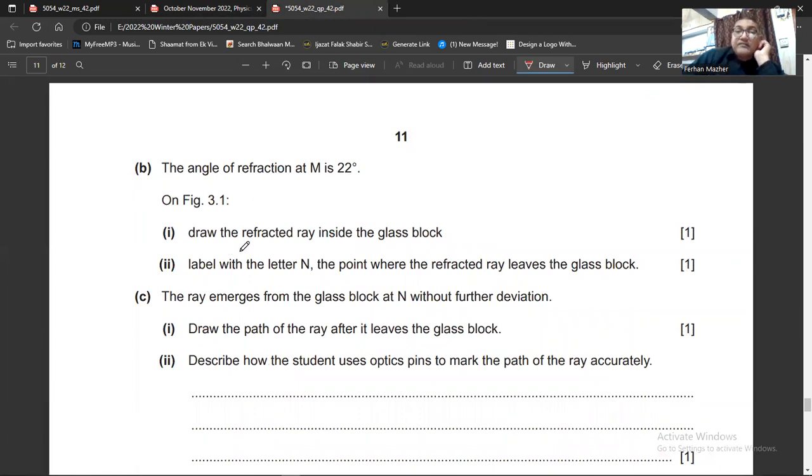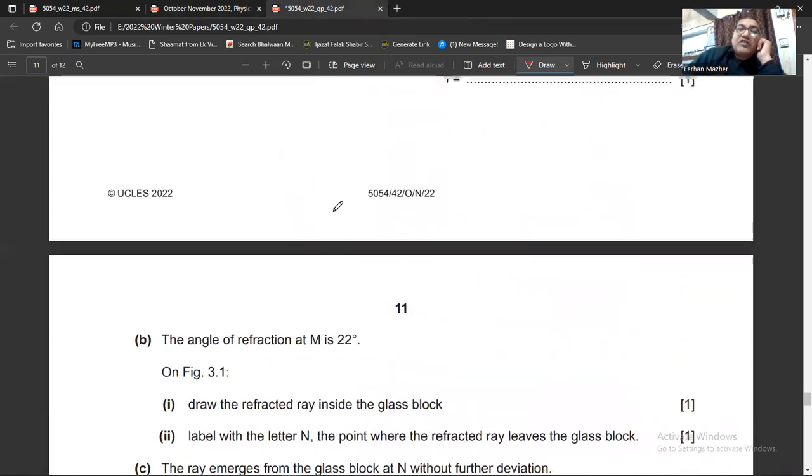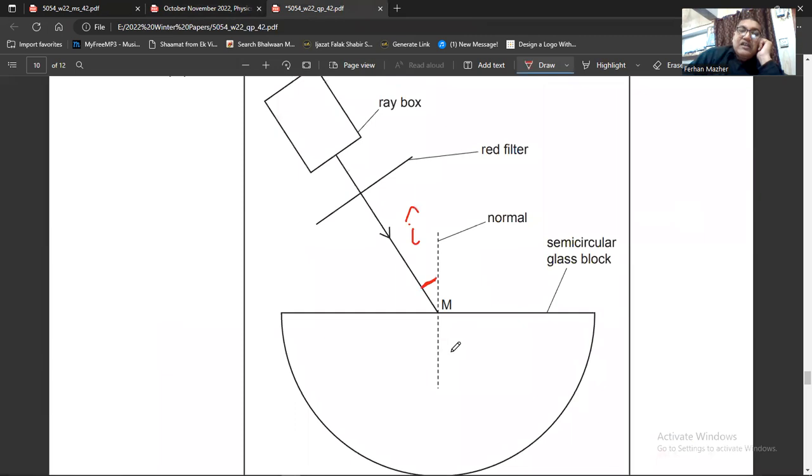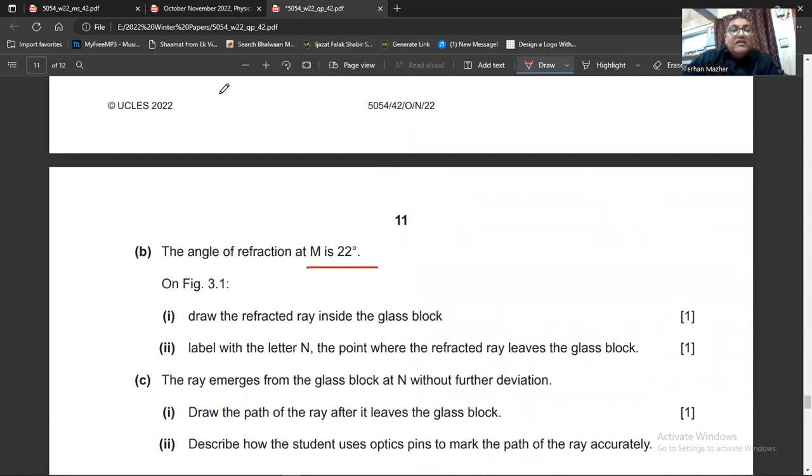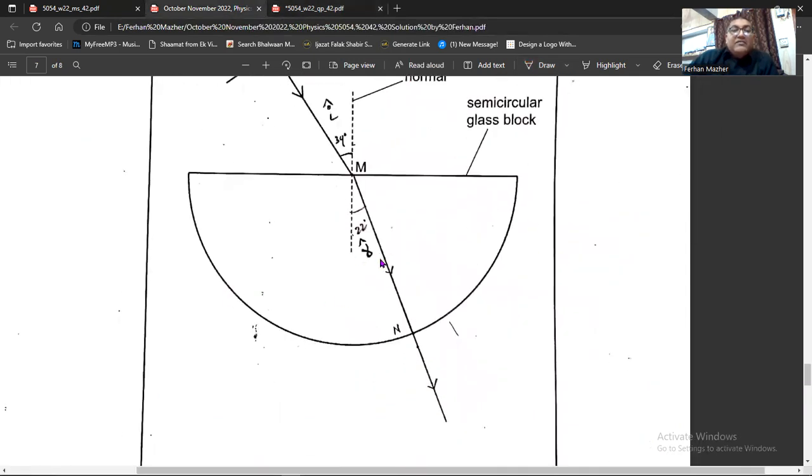Then they say the angle of refraction at M is 22 degrees. On figure 3.1, draw the refracted ray inside the glass block. So with this normal, put a protractor here, and from here start counting. Wherever the 22 will be, put a dot here, and then join this line. I marked it with the help of a protractor. Let me check again. The angle is 22.